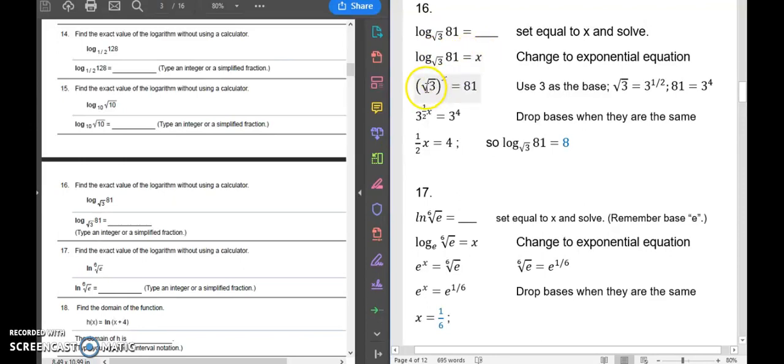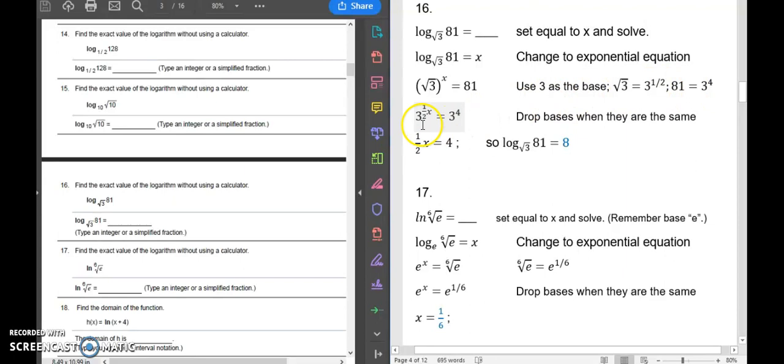So we'll have the square root of 3, which is our base, raised to the x power, and that is going to be equal to 81. We see that we can use a common base of 3. So we'll change the square root of 3 to 3 raised to the 1/2 power, and we'll change 81 to 3 raised to the 4th power.